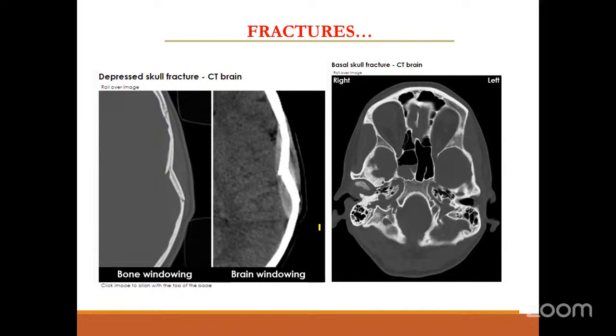In these images, you can see a fractured bone with a tip protruding inside onto the brain. This is called a depressed skull fracture. In the same way, when you look at this base of skull fracture, here you can look at the right temporal bone, where you can see a fracture extending across, causing a break in the squamous part of the temporal bone.